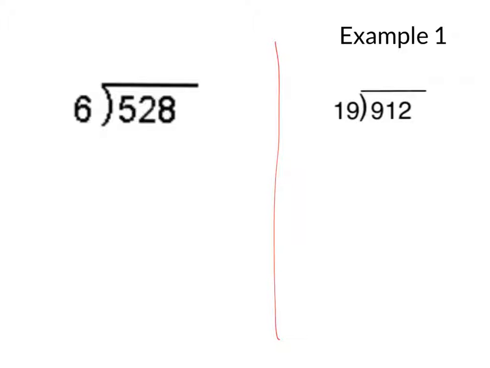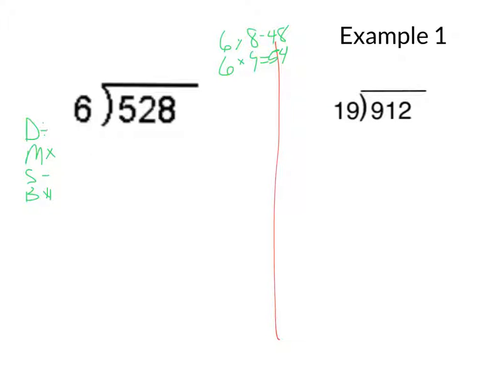Alright, so here's example 1. We know that you're going to write both of these in your notes, and you're going to watch me do them, and then you see the answer. So, this one. Once again, I'm wondering, what do I do first? So first I'm going to divide. I know that 6 times 8 is 48. And I know that 6 times 9 is 54.